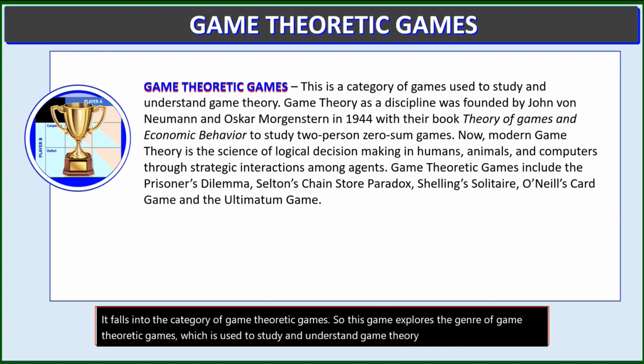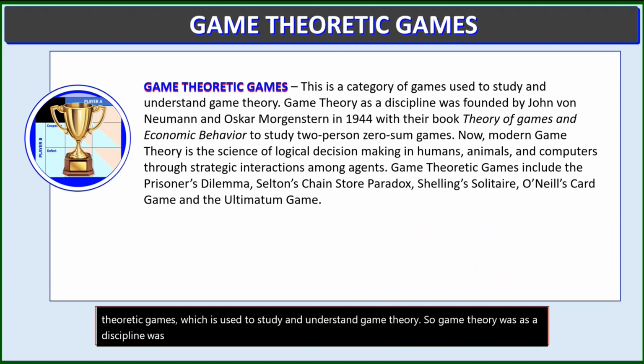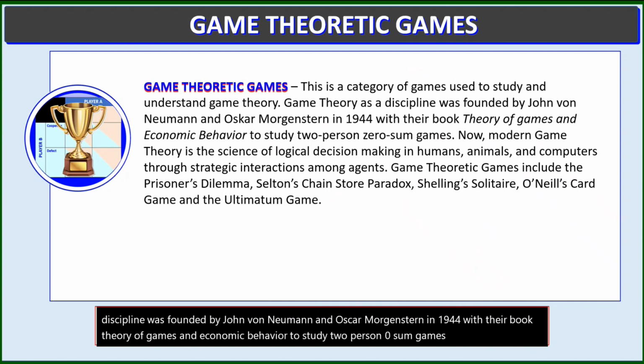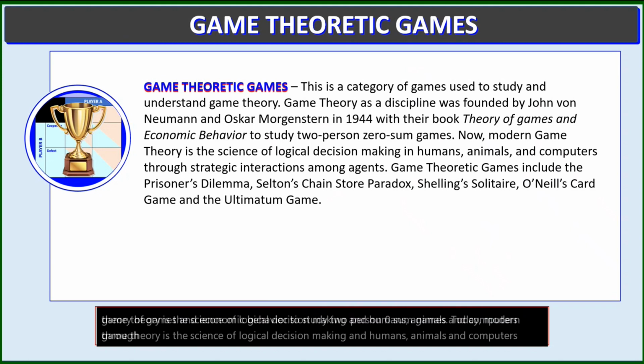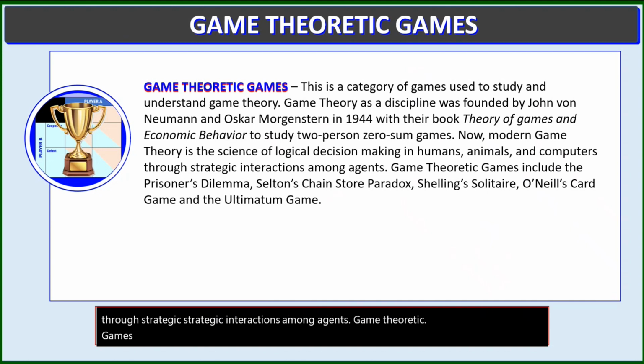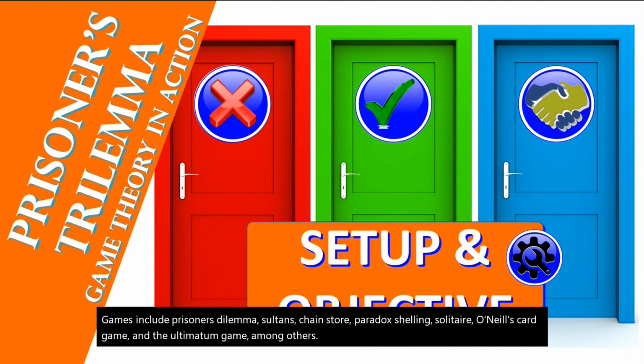Game theory as a discipline was founded by John von Neumann and Oscar Morgenstern in 1944 with their book Theory of Games and Economic Behavior to study two-person zero-sum games. Today, modern game theory is the science of logical decision-making in humans, animals, and computers through strategic interactions among agents. Game theoretic games include Prisoner's Dilemma, Selten's Chain Store Paradox, Schelling's Solitaire, O'Neill's Card Game, and the Ultimatum Game, among others. Setup and objective.